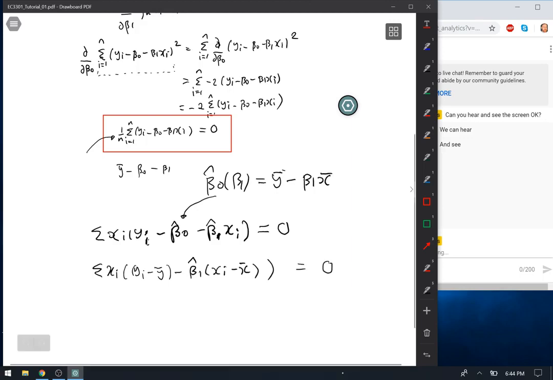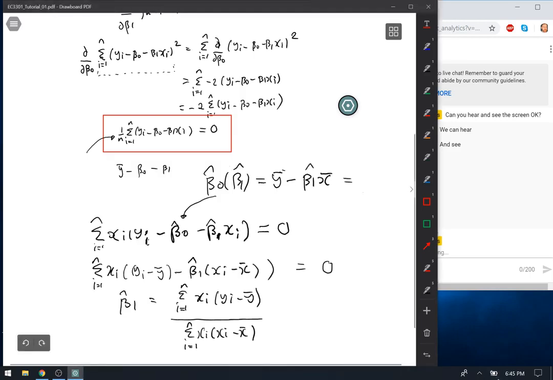When we do that, we find b hat 1 is sigma i equals 1 to n of xi (yi minus y bar) divided by this. Then we've got our solution for this. Of course, to get the estimator for b hat naught, we just plug in this, which by definition is the optimizer b hat naught.